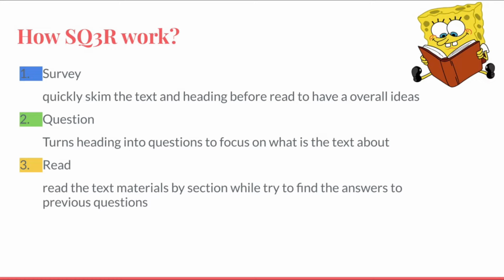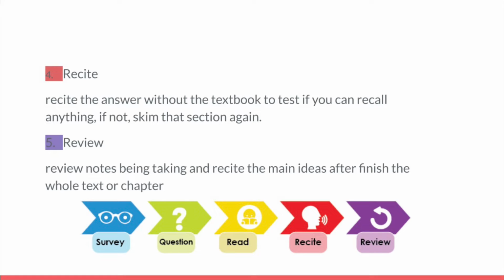And the next one is read. Basically, it's just reading the text in small sections while thinking about the answer to the previous question we have. Here we have the 4th step, recite. After we finish reading those small sections, we will try to recite the answer to test if we can recall anything. And if not, just skim over the section until we are able to recall parts of the reading or answers. And the last step is what you do after reading the whole chapter. It's called review. We will review every note we took when we read and recite the main ideas.